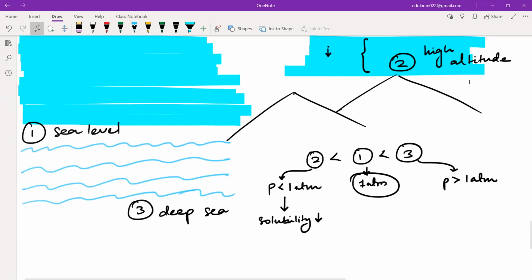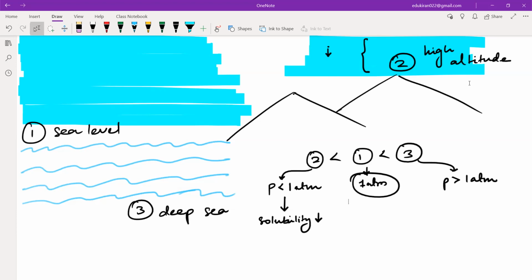If the pressure is less than 1 atm, solubility is low, then the things that should be getting dissolved in the blood will not get dissolved. Yes or no? Things that should get dissolved in blood will not get dissolved. Alina, Hanifa, Hamza, all clear? Yes or no? Yes, sir.